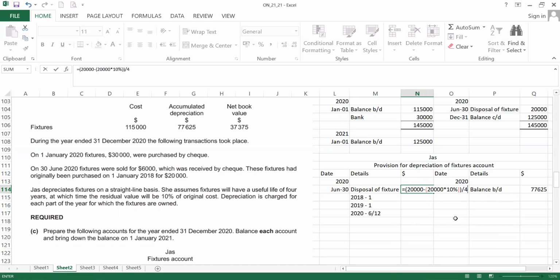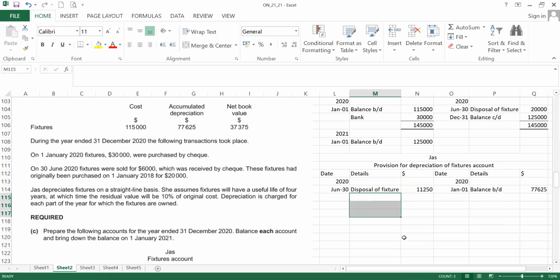But how many years do we have to multiply? 1 year, 2 year, and half year. So 2.5 years. So we get the accumulated depreciation for disposal, which is 11,250. So now next, we need to calculate the depreciation. Depreciation is charged for each part of the year for which the assets are owned. You need to be careful because here you have three types of asset.